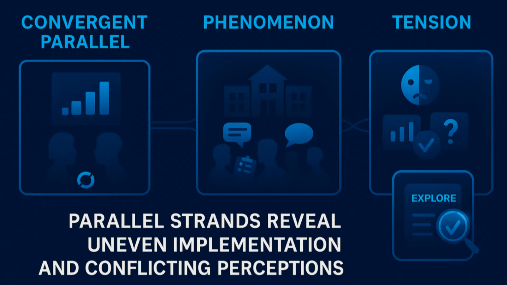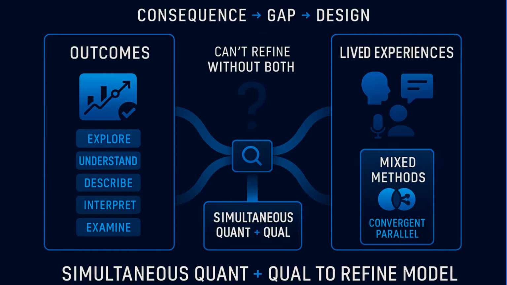The phenomenon is that a district is implementing a new instructional coaching model. The tension is that early evidence shows uneven implementation and conflicting perceptions. The consequence is that the district cannot refine the model without understanding both the outcomes and lived experiences. The gap reveals the need for simultaneous quantitative and qualitative understanding. The methodology becomes mixed methods. The design becomes convergent parallel.